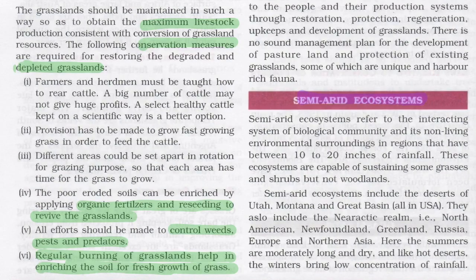Semi-arid ecosystem. It refers to the interacting system of biological community and its non-living environmental surroundings in regions that have between 10 to 20 inches of rainfall. Semi-arid ecosystems include the deserts of Utah, Montana and the Great Basin. All the three are present in the USA.